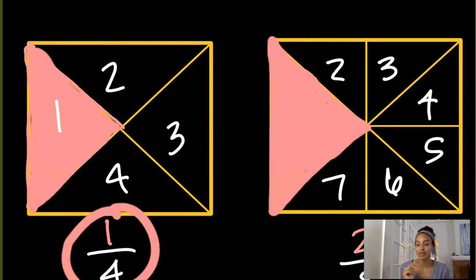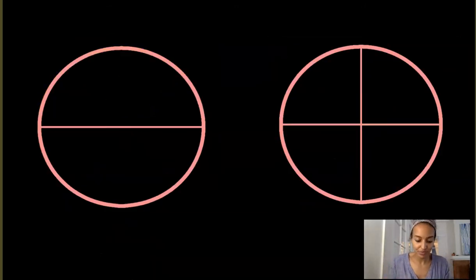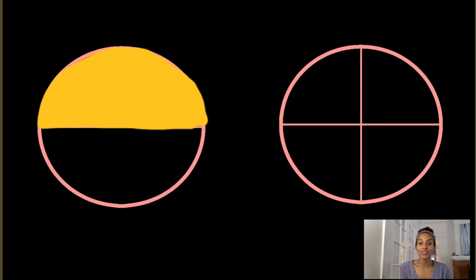Let's look at another example. So now we have 2 circles. The first thing we can do is at least determine the denominator of our fractions. How do I do that? How do I determine the denominator? Good. I look at how many parts my shape, in this case a circle, has been split into.